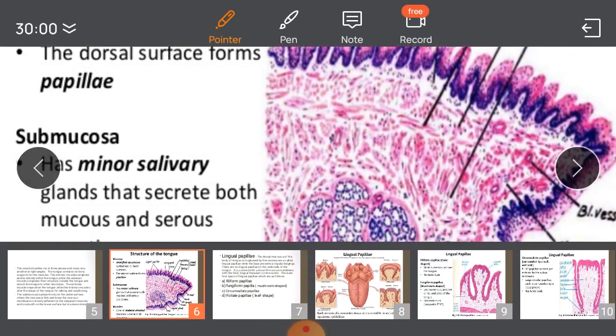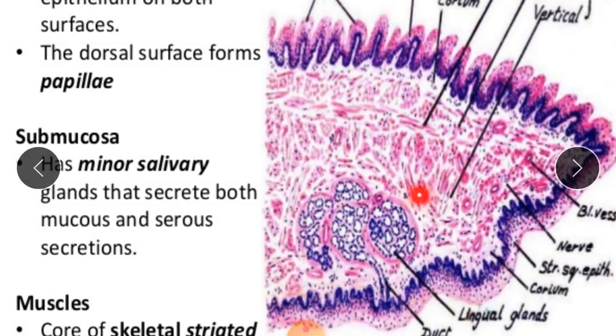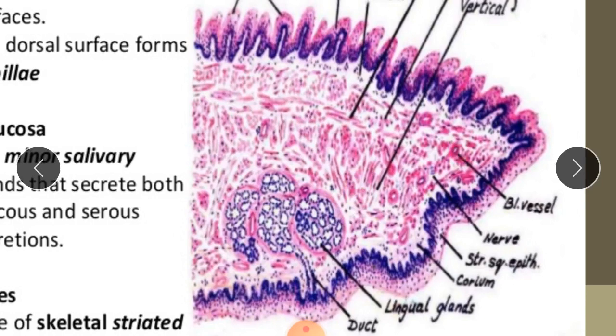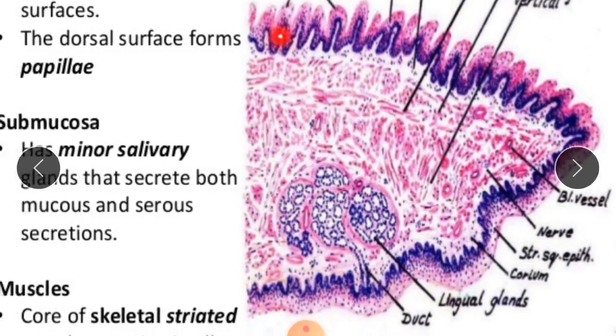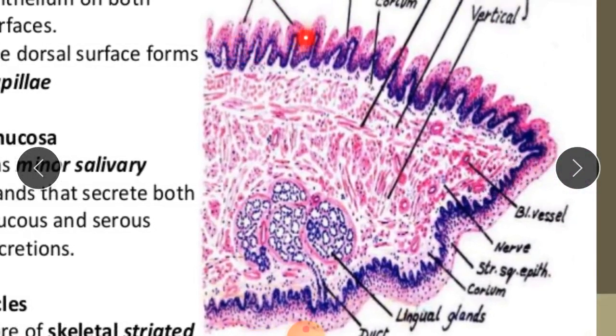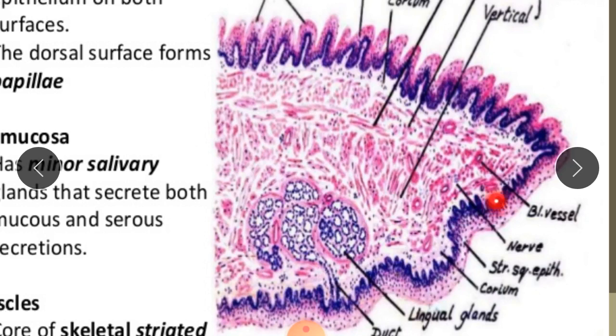Blood vessels are there, connective tissue is there. So these are blood vessels, can you see here? Nerves are there. Some lingual ducts are there. These are lingual glands. Externally, see, this is the dorsal surface of the tongue, and this is the ventral surface of the tongue.